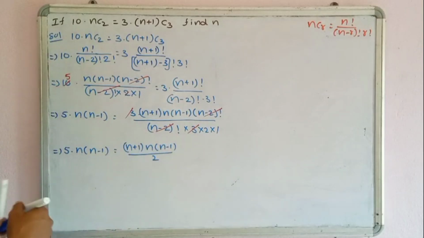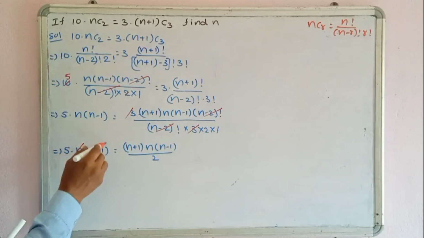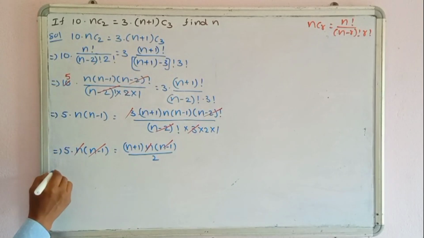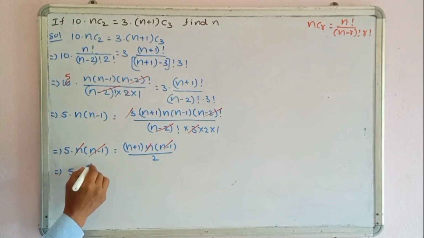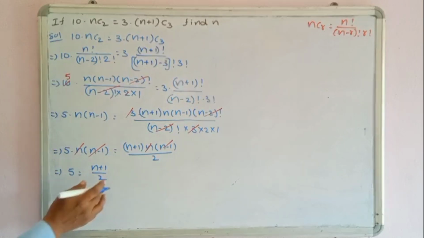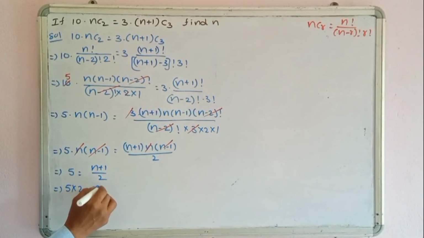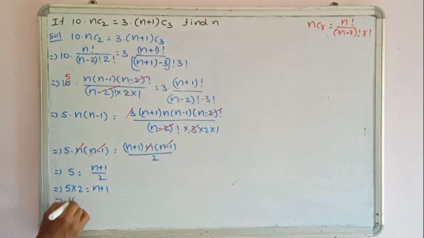2 times 1 is 2. Now n into n minus 1 get cancelled. Here n into n minus 1 cancelled. So still 5 equals n plus 1 by 2. 2 transpose to left side. 5 times 2 equals n plus 1. 5 times 2 is 10 equals n plus 1. So 10, 1 transpose to left side, minus 1 equals n. So 10 minus 1 is 9. Therefore the value of n is 9.